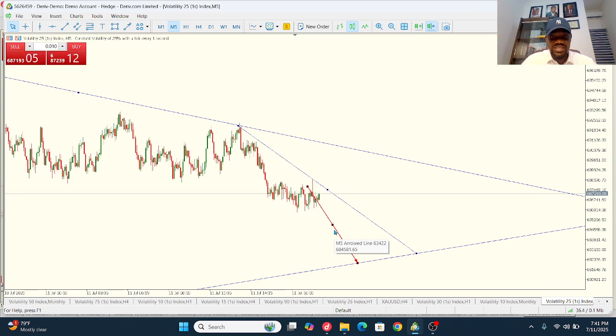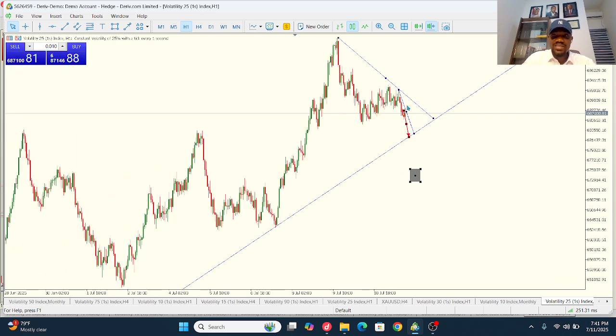So we cannot do anything now until this M5 breaks this trend line and gives us a buy sentiment. Then we can take a trade, because at that point the higher time frame and the lower time frame are in agreement. Everybody is saying buy, and trust me, that trade will go all the way up, guys.